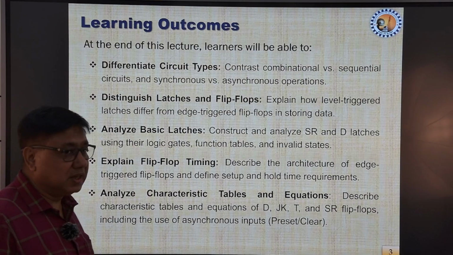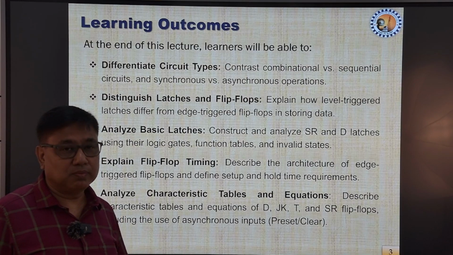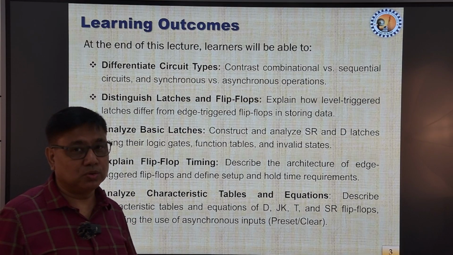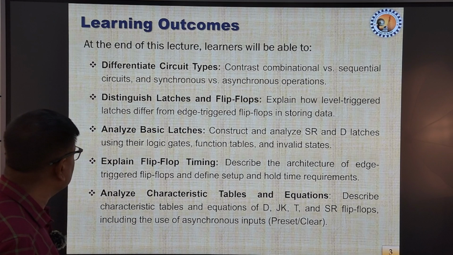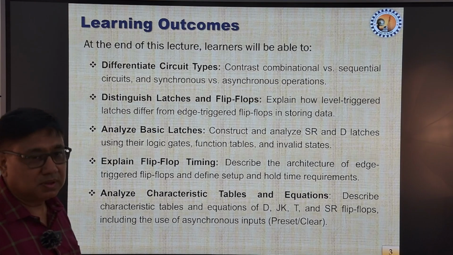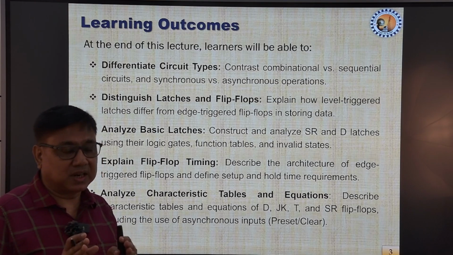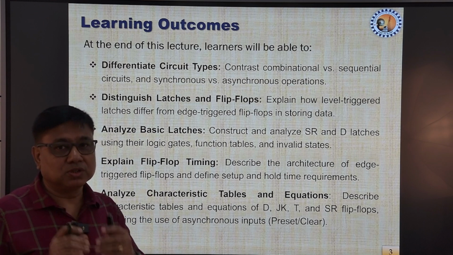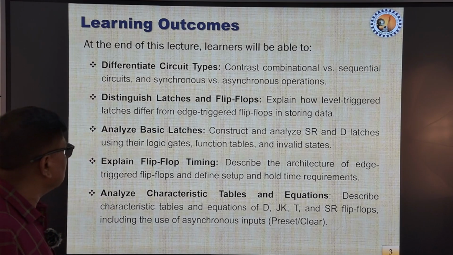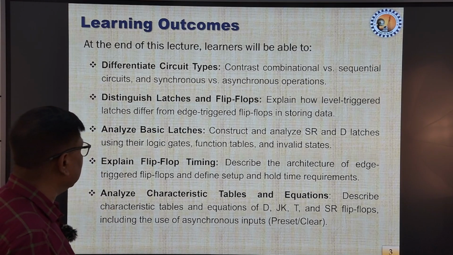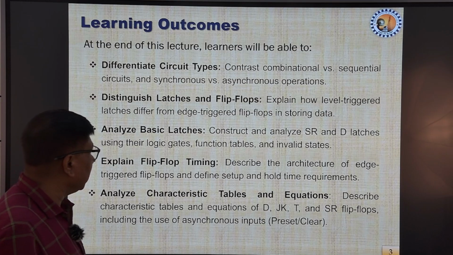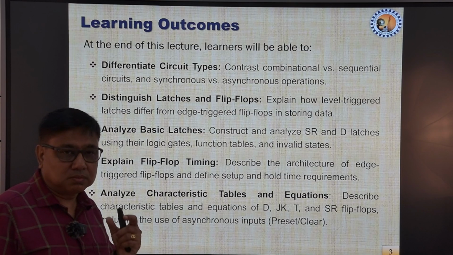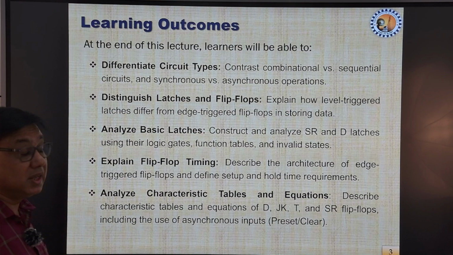Now each of these lectures has a learning outcome. At the end of this lecture, a learner is expected to differentiate the circuit types. Basically, the digital circuits are of two types. One is called combinational logic circuit, other one is called sequential logic circuit. So the learner will be able to segregate them, compare them. Also, they will be able to compare synchronous and asynchronous operation.